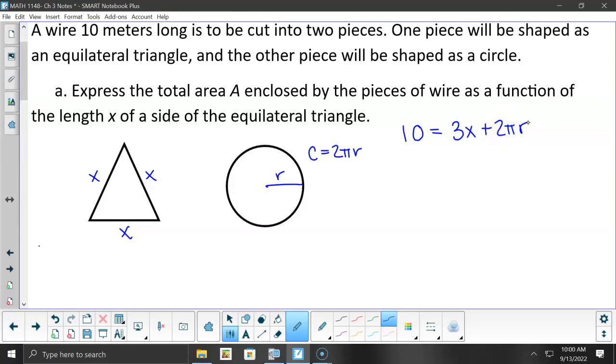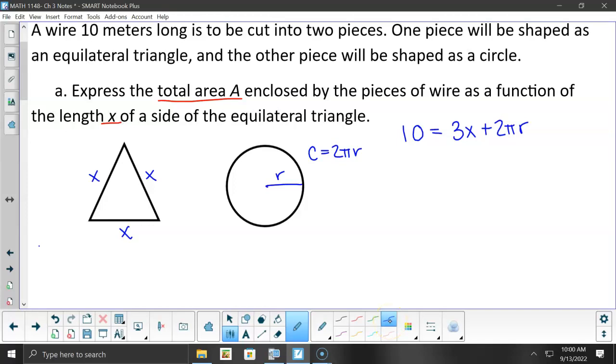Okay? So far, so good? A little bit of garbly-gook? Okay. So, I need to figure out an equation that's going to give me my total area of the pieces that are enclosed by wire as a function of x, where we're really focused more on the side length for that triangle. Okay? So, here's going to be my recommendation.